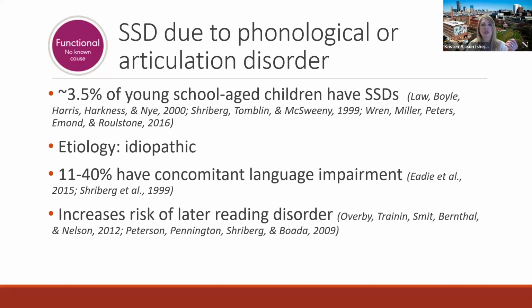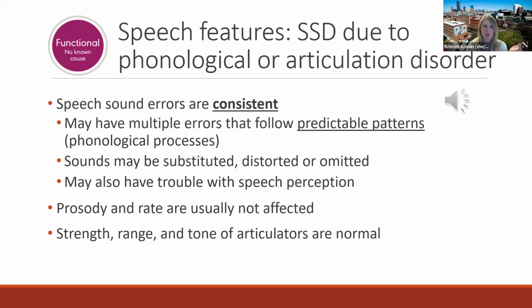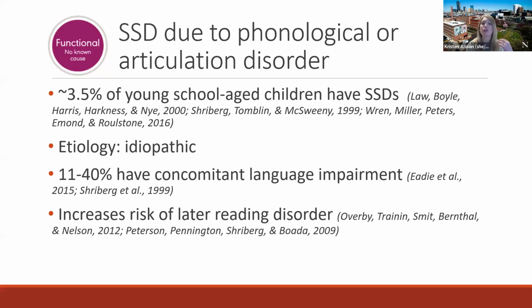Phonological and articulation disorders are common in young children and decrease with age, as many resolve with therapy. About 3.5% of young school-age children have speech sound disorders. And the etiology is typically idiopathic. Co-occurring language impairment is common, occurring in about 11 to 40% of these children. Also, one of the reasons that early treatment is important for kids with speech sound disorders is that we know from research that speech sound disorders increase risk for later reading disorders, and that early intervention can help with decreasing that risk.